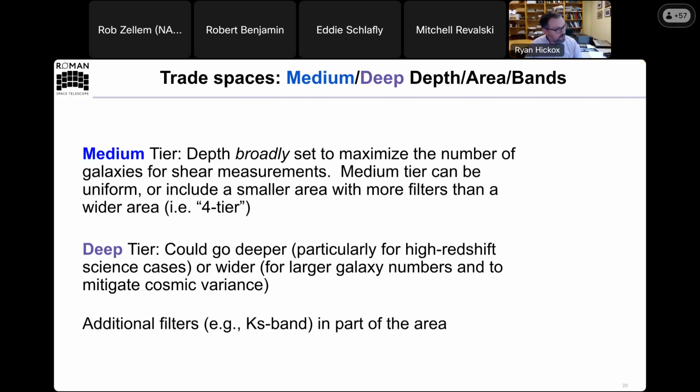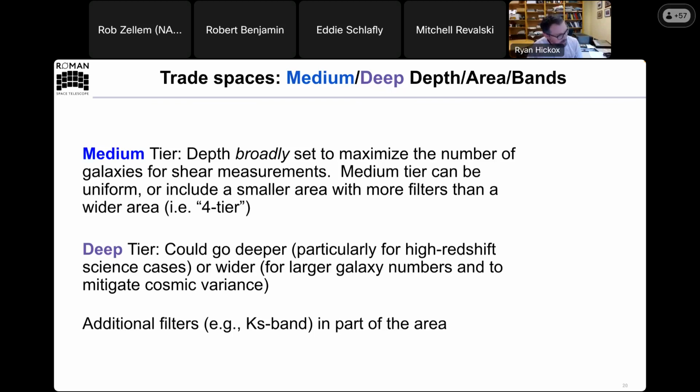One thing that we've been considering is the extent to which we need to have full color information over this entire medium tier. And so it's possible that the medium tier could be either uniform, so for example, having 4 filters over the whole medium tier, as in the DRM, or you could potentially have a larger area with only 2 filters and a smaller area with more filters, which you could think of now as a 4-tier approach that splits the medium tier into 2. And we're looking at the details of, for example, how much color information you really need to accurately do the weak lensing measurements, and what is important for calibration.